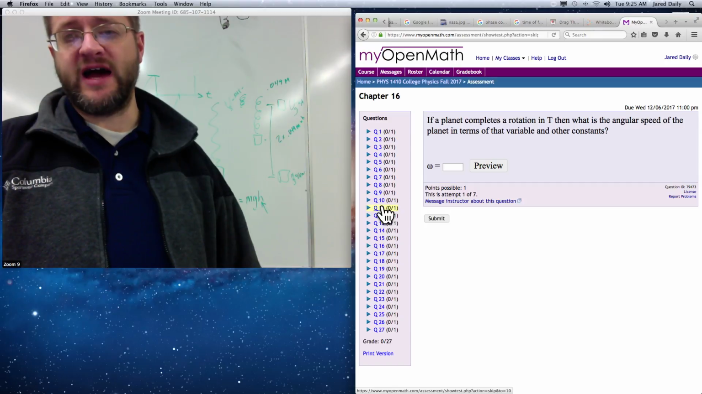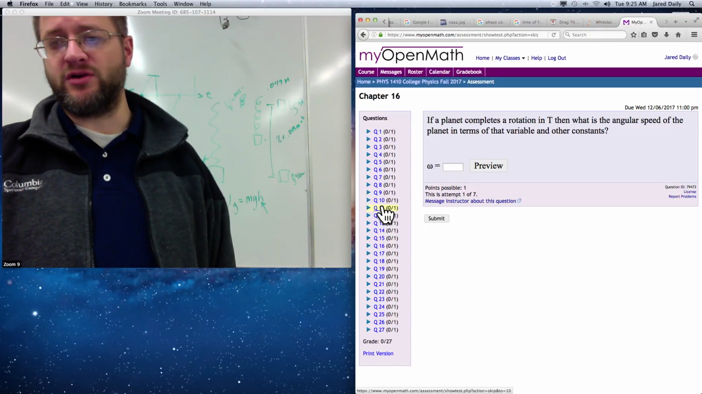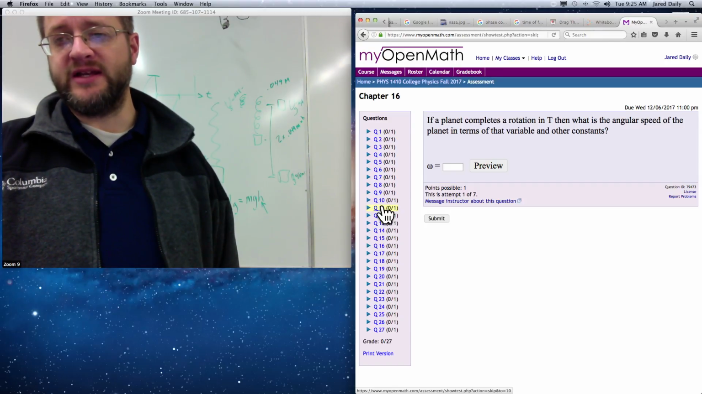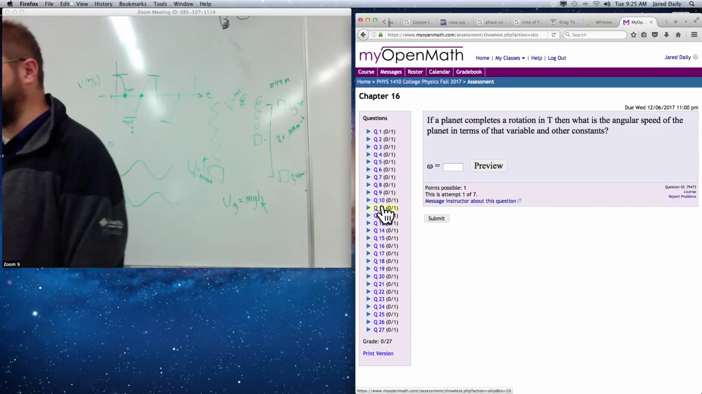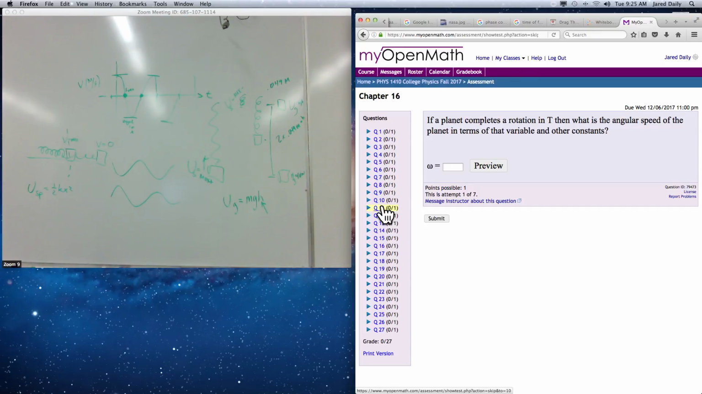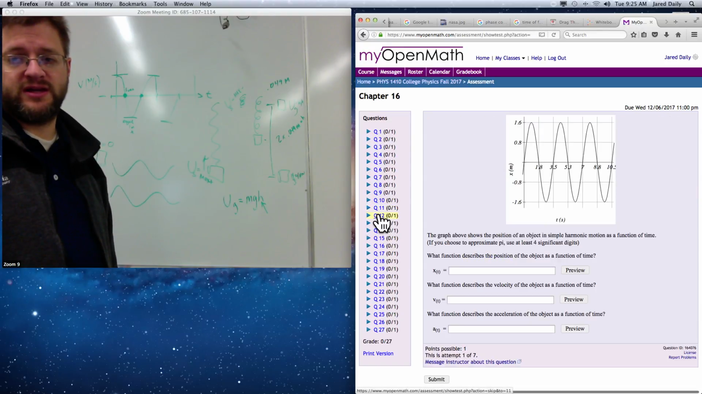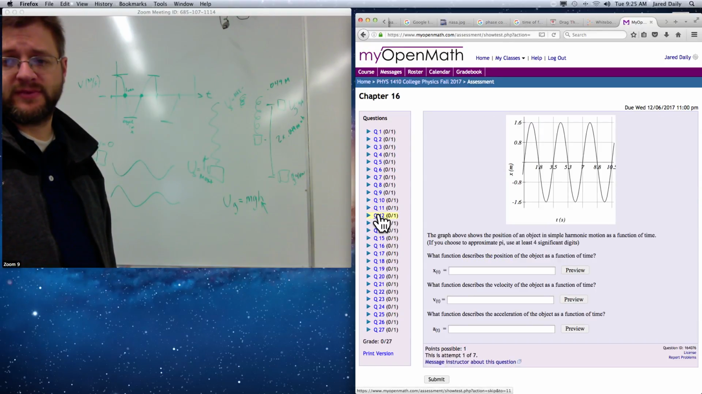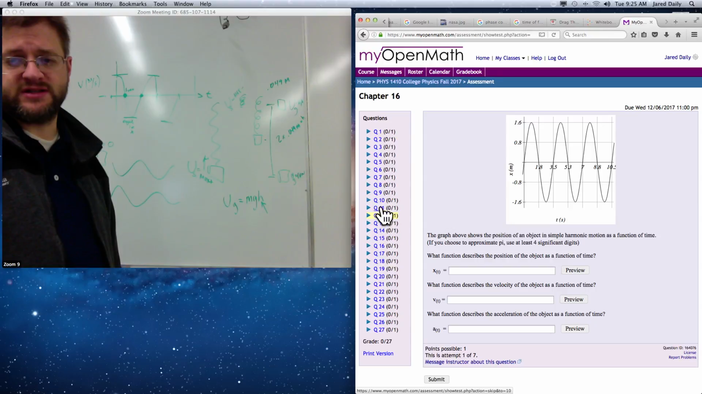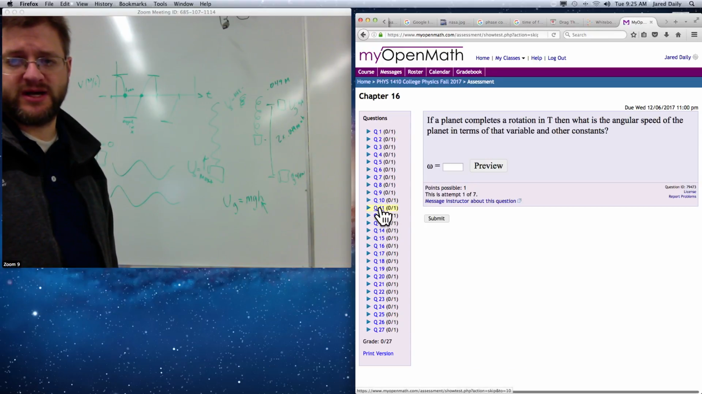Then they say if you have a planet that completes a rotation in t, they ask what the angular speed of the planet is. Well, angular speed is just frequency times 2 pi. Turns out that's just definition. That was 11. Frequency times 2 pi.